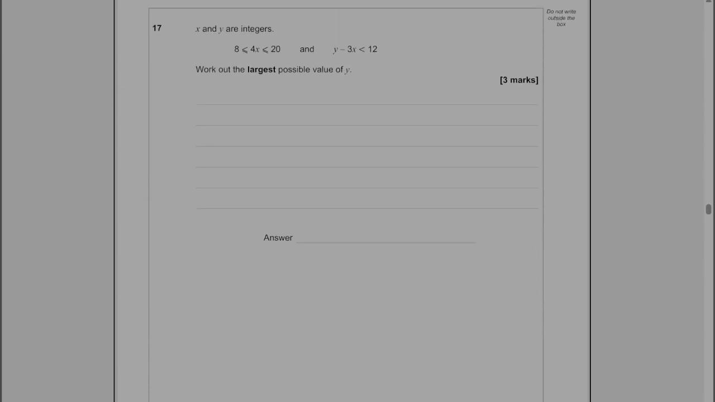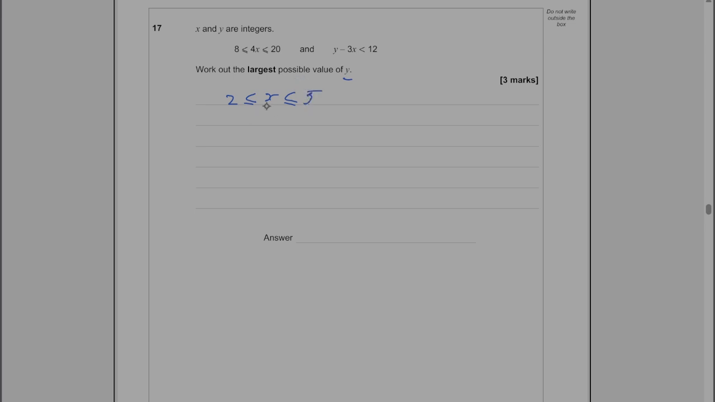Okay, question 16. X and Y are integers, and then we've got two inequalities. Work out the largest possible value for Y. Okay, so if we start by solving this, we would divide both sides by 4, so 2 has to be less than or equal to x, which has to be less than or equal to 20. So that, not 20, not even 10, 5.